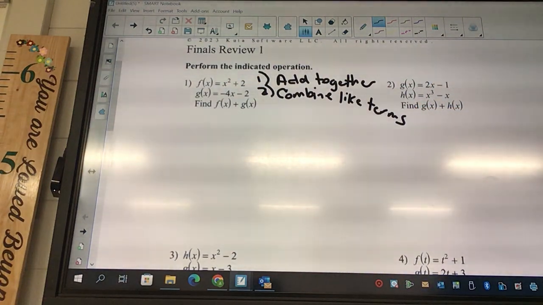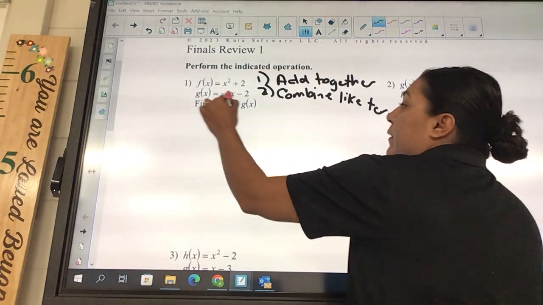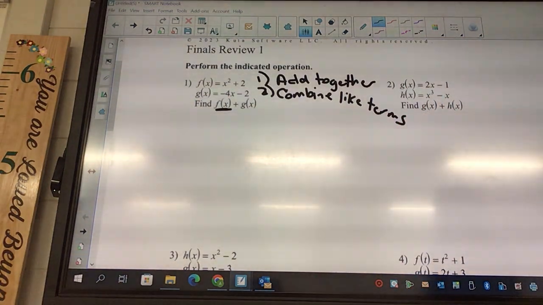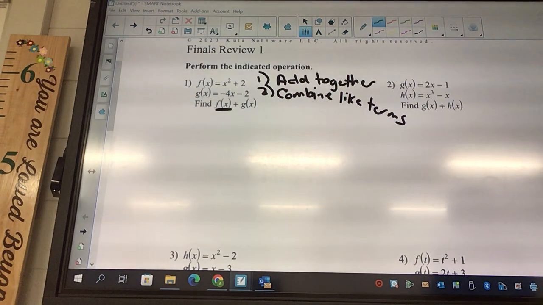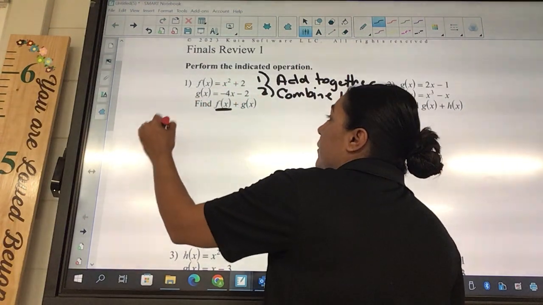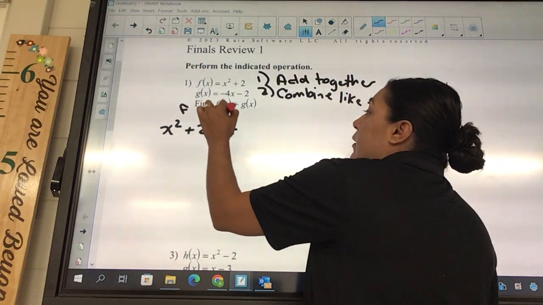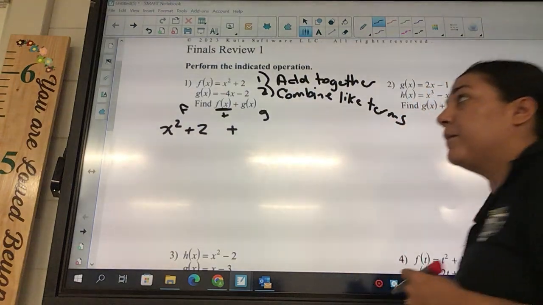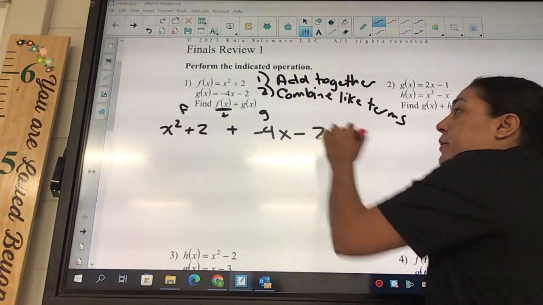Okay, so this says f. What is our f function? Which one goes with f? Yeah, x squared plus 2 plus, what is my g? Negative 4x minus 2.